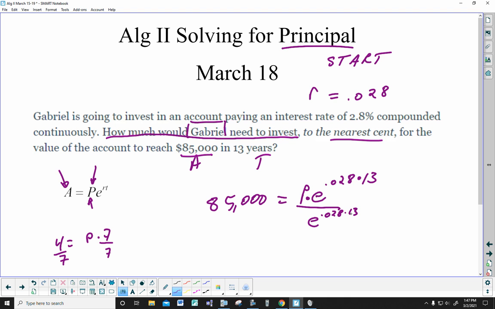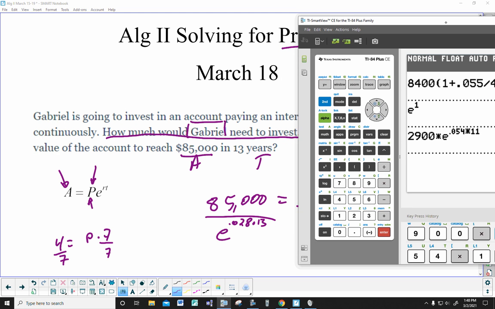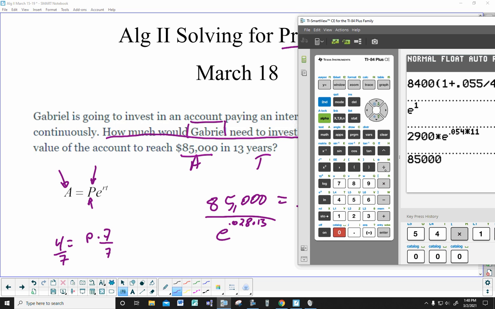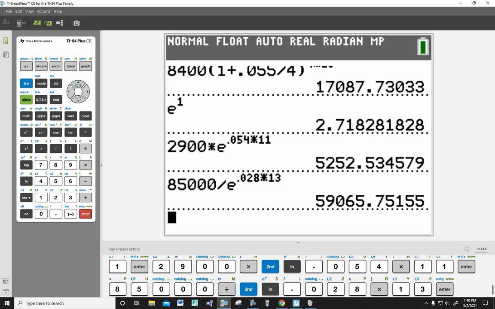0.028 times 13. Notice I'm not stopping to evaluate what any of that is. I'm just going to come over here and divide E raised to 0.028 times 13. So when you go to type it in your calculator, you're not making any mistake transcribing it. So you're just going to go 85,000 divided by E raised to 0.028 times 13. Boom. There's your answer. Whoa.